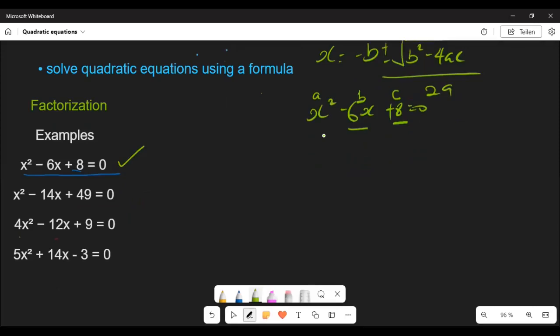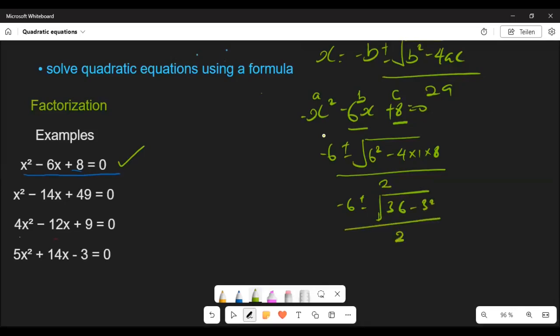Okay, so here we have minus b, so we have minus 6 plus or minus the square root of b, that is 6 squared, minus 4 times 1 times 8, over 2a. The coefficient of a here is 1, so 2a is 2 times 1, which is 2. In this case now we have minus 6 plus or minus the square root of 36 minus 32, over 2.